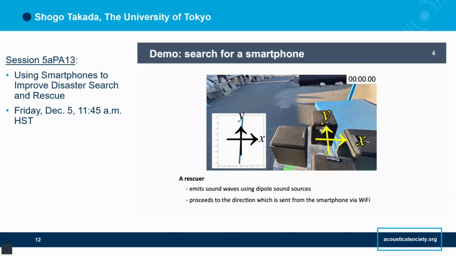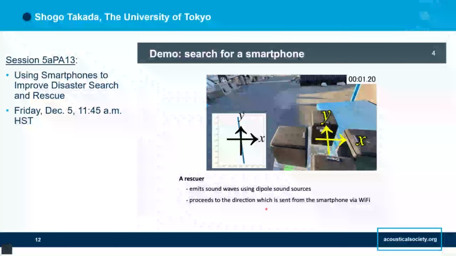Here is a demonstration. We have four speakers composed of the x-dipole and y-dipole. They emit sound waves which are received by a smartphone in this black rubber tube in this experiment. Then the angle is estimated in the smartphone, sent back via Wi-Fi, and it's shown on the rescuer's PC.